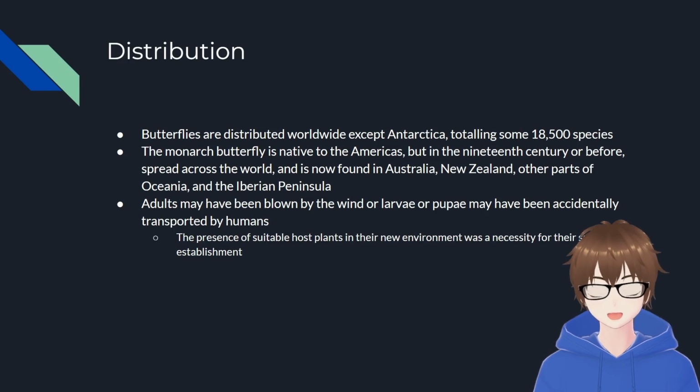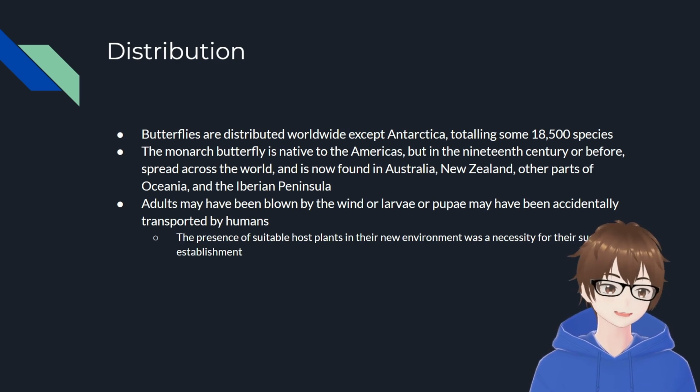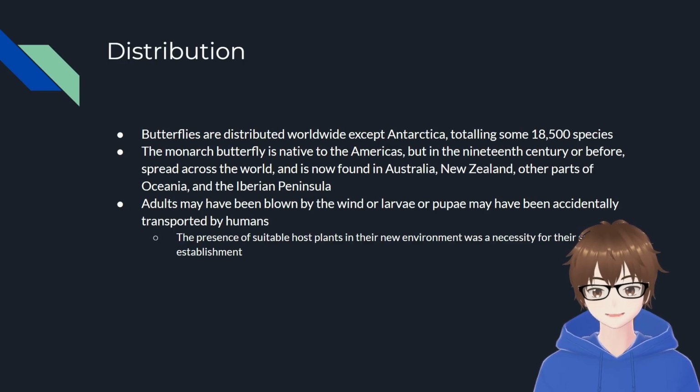So, because there is milkweed in a lot of different places, a lot of different types of milkweeds, monarchs were able to just like, oh, we can live here. That's basically how it was. And like I said, butterflies, of course, are all over the world.